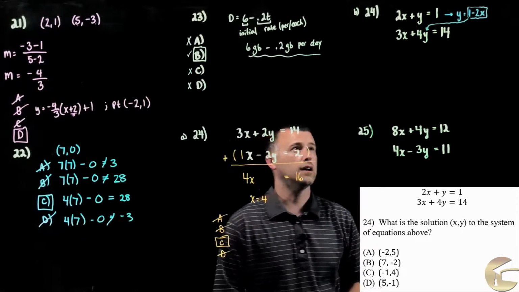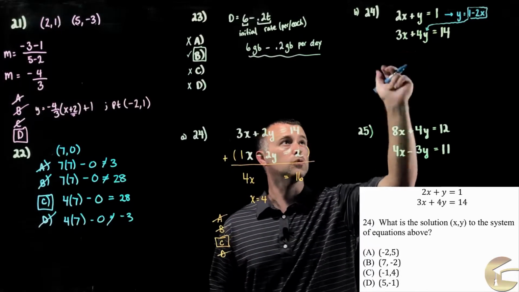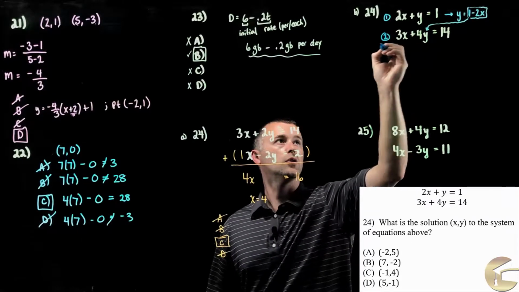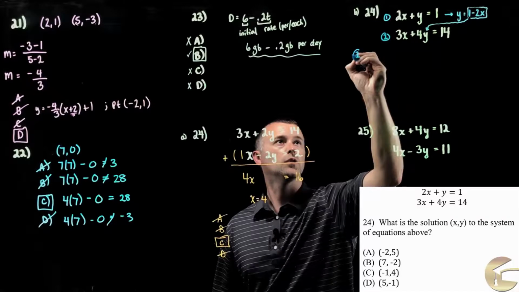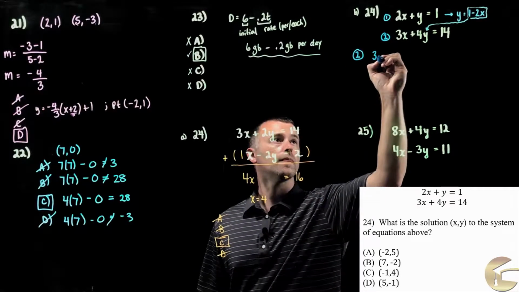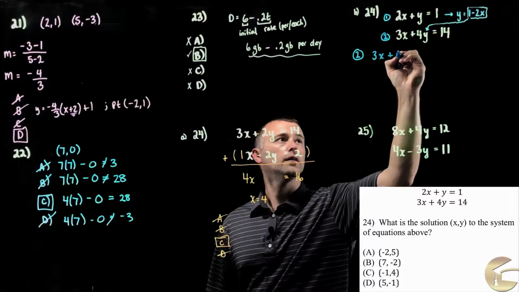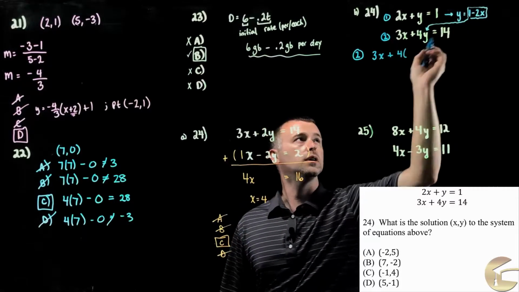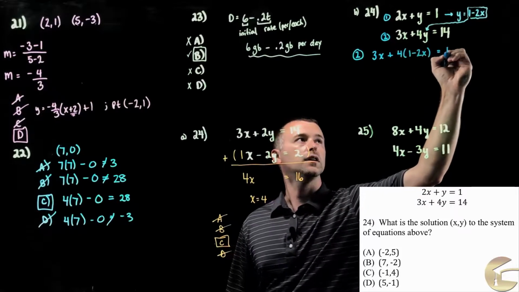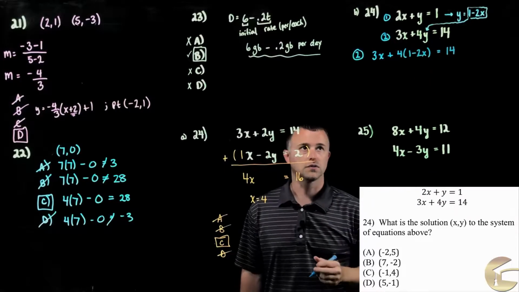So now that I've done that, let's go ahead and rewrite equation number 2. And again, I'll call this equation 1, equation 2, so you know which one I'm working with. So I'm working with equation 2 right now. So I'm going to go 3x plus 4y. Well, y is now substituted. It is now 1 minus 2x. And that's going to equal 14. I'm going to solve this for x.